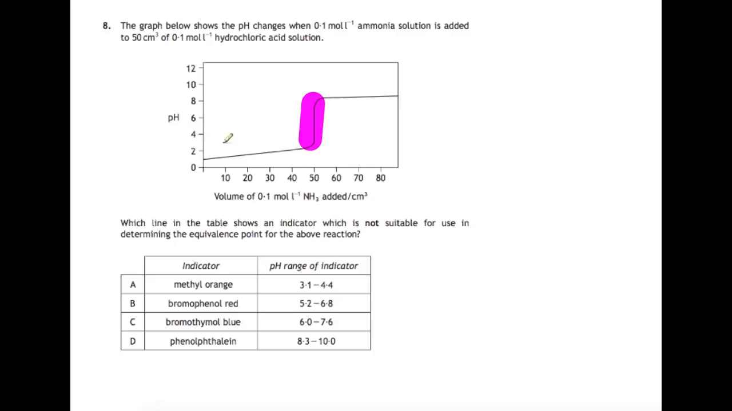So if we have a look at the numbers that we have here, methyl orange has a pH range of 3.1 to 4.4, so that's within this part here. Bromophenol blue is 5.2 to 6.8, so again in this straight part here. And bromothymol blue has a range of 6 to 7.6, so again on the straight part. Phenolphthalein is 8.3 to 10, which is above the straight part of the curve, so phenolphthalein would not be a good indicator to use for this reaction.